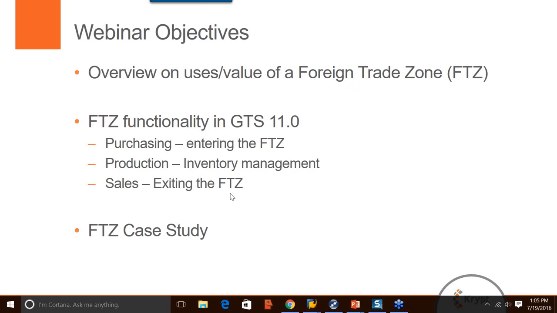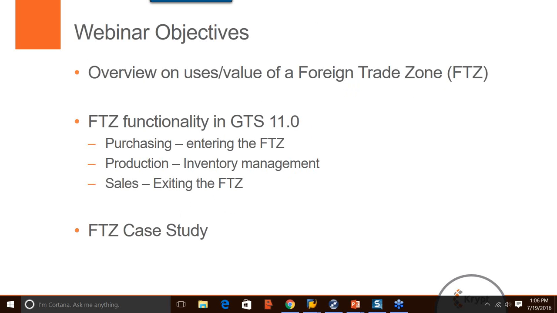And then at the end, a case study. We've worked with a major manufacturer on a proof of concept and implementation of the GTS 11.0 FTZ functionality. So we'll talk a little bit about lessons learned in that process.